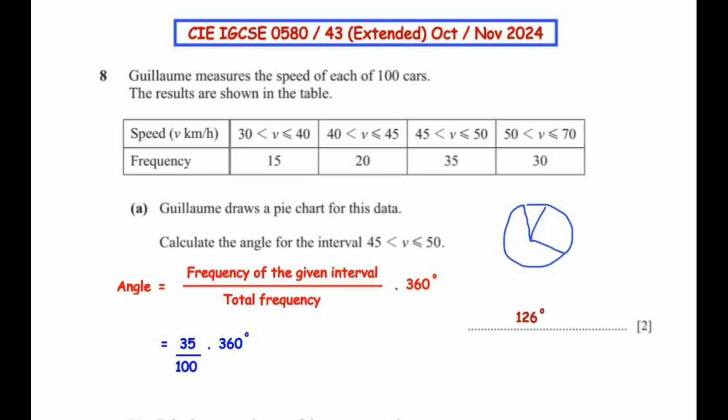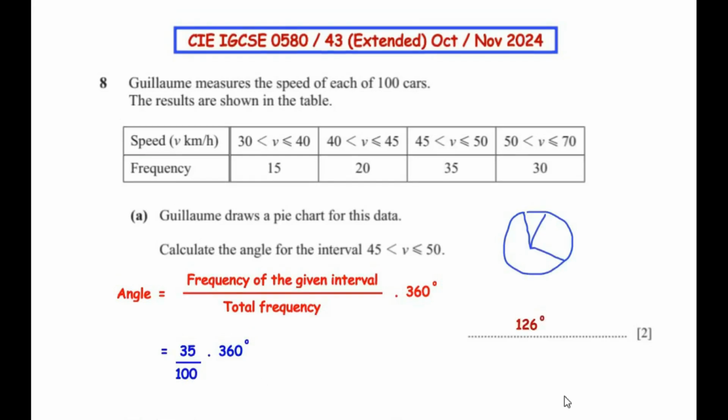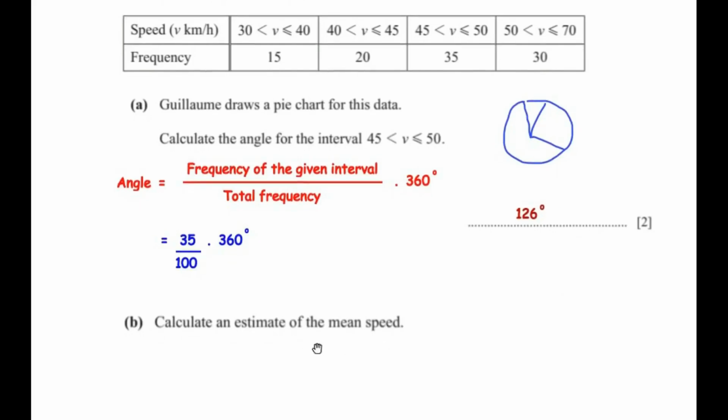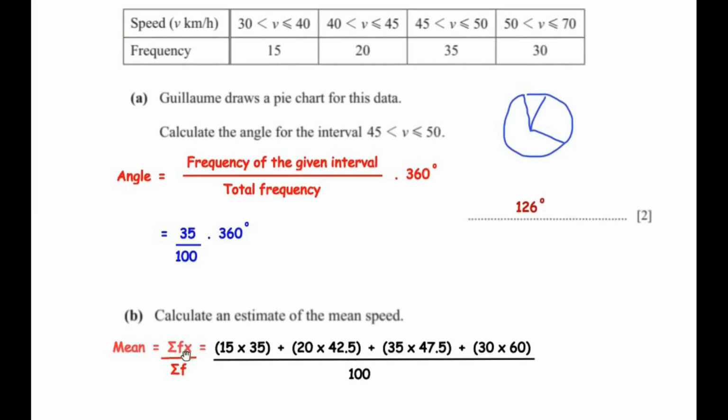Now moving on to the next sub question. Calculate an estimate of the mean speed. So here we need to make use of the formula for mean, which is mean is equal to sum of fx over sum of f, where f represents the frequency of each interval and x represents the midpoint of the intervals.